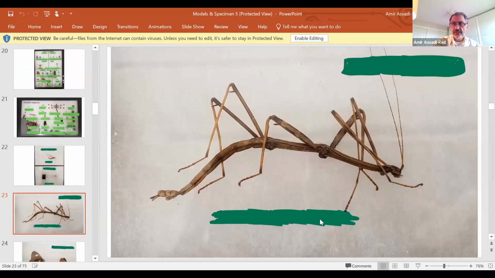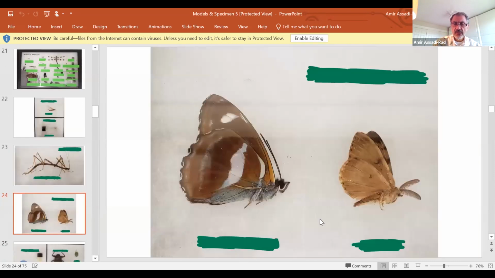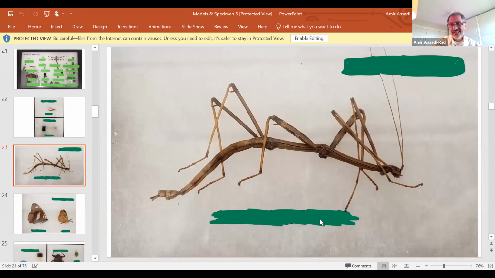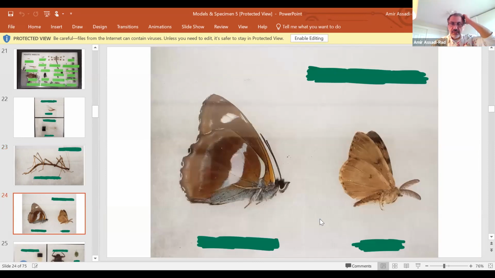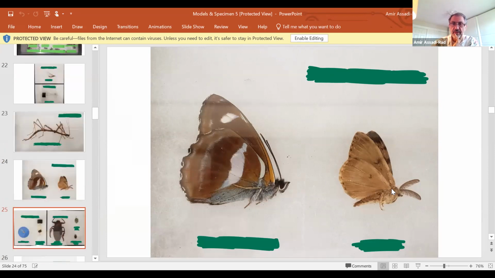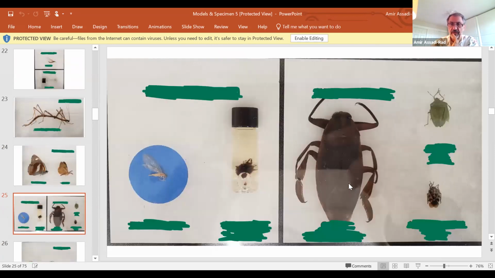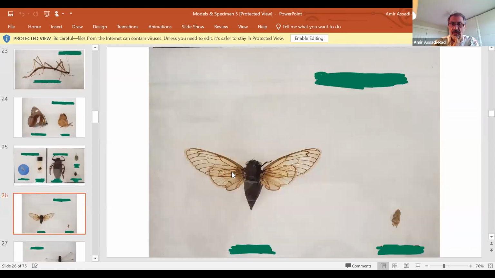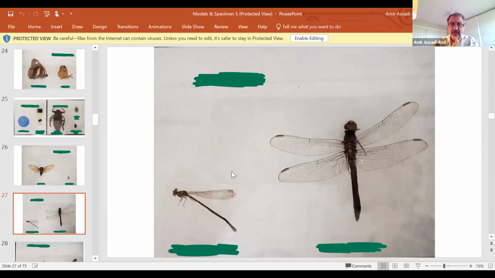So walking stick, yeah, these are better because it's bigger. You can see it. Walking stick, common name, order Odonata. These are butterfly, and then of course moth. These are giant bug, Hymenoptera, and these, I'm not sure what these are. Okay, this is cicada, dragonfly.